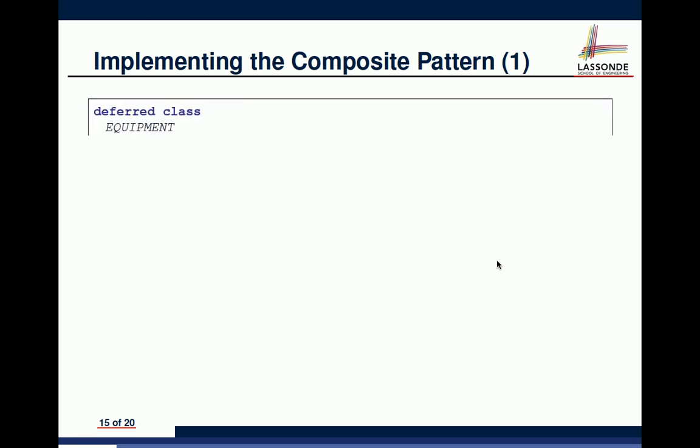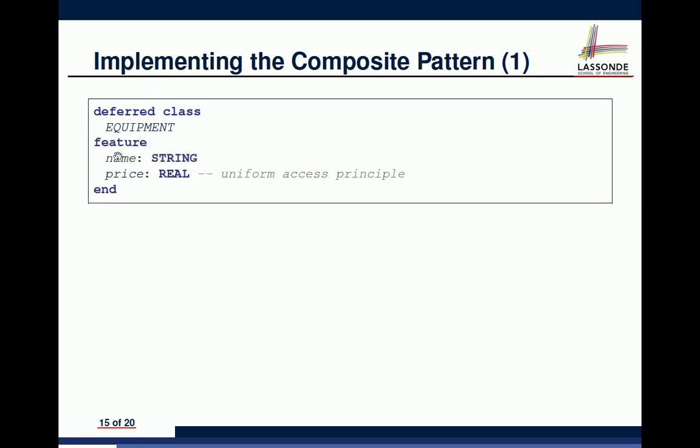So now we're going to say equipment itself is going to be deferred. And then let's say we got the name of the equipment and also the price of the equipment. There's something I call the uniform access principle. Usually I cover the uniform access principle before I talk about the pattern here, but we're kind of running out of time, so let me explain very briefly. I'll cover it a little bit later. It's very easy to understand.